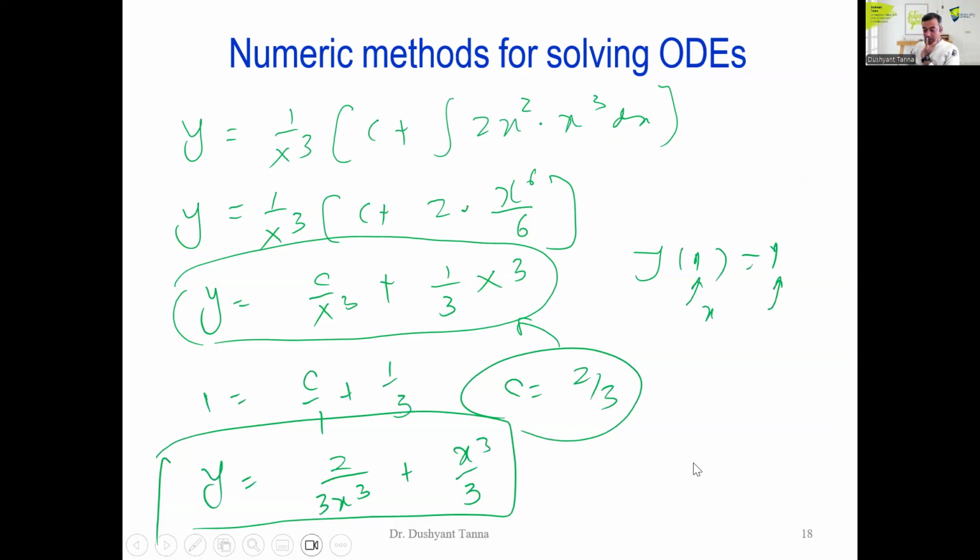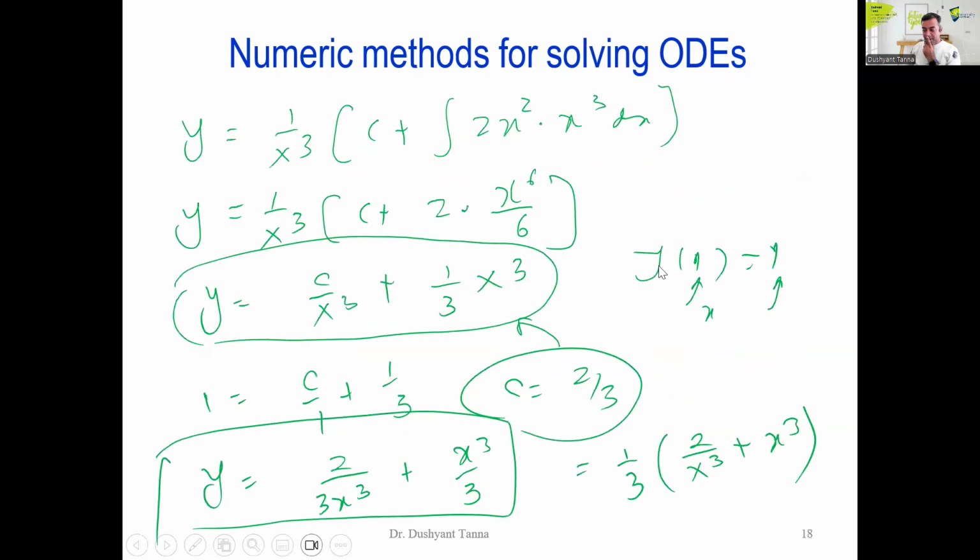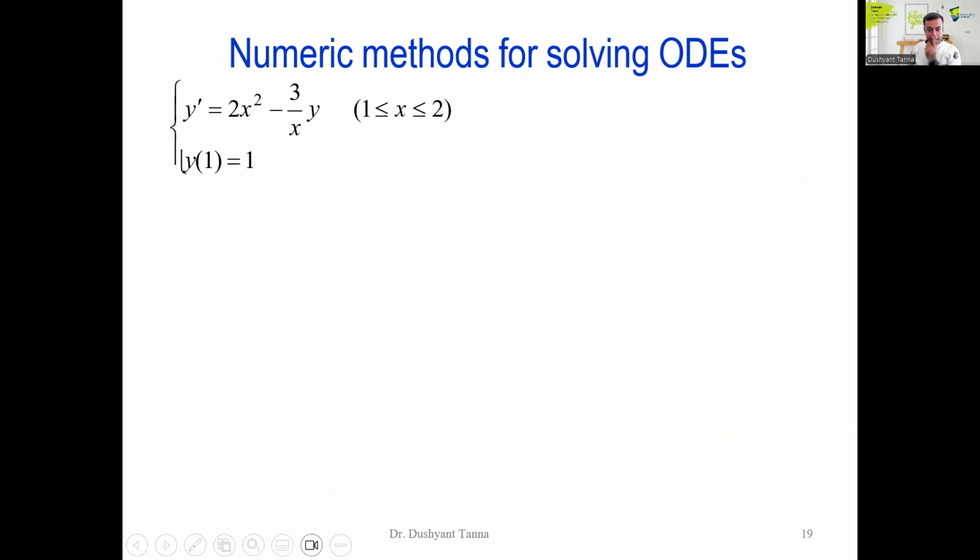Okay. Now, we got our y. You can write it as fancy as you want. You can keep 1 over 3 outside, because when you are doing the Excel calculation, you need to be sure. Plus x to the power 3. Just ensure that you are writing it correctly. So this is your analytical approach, the first part, A. Now, find the numerical solution using Euler's method, that is y i plus 1 is equal to y i plus h f of x i, y i. So that's what we will do now.